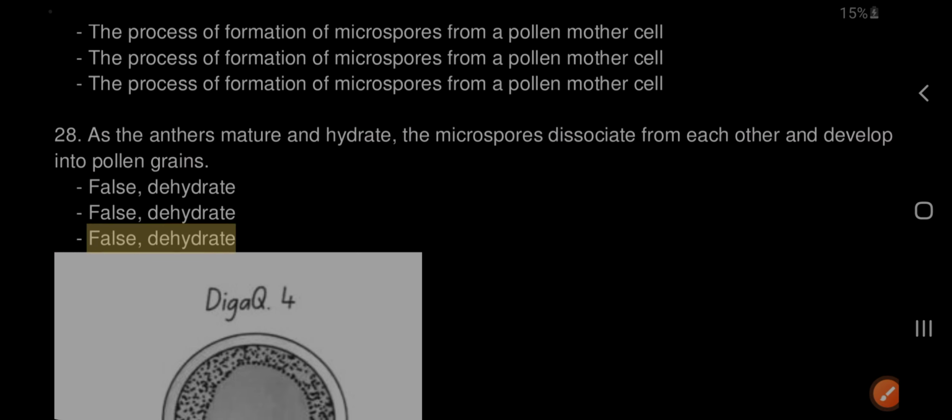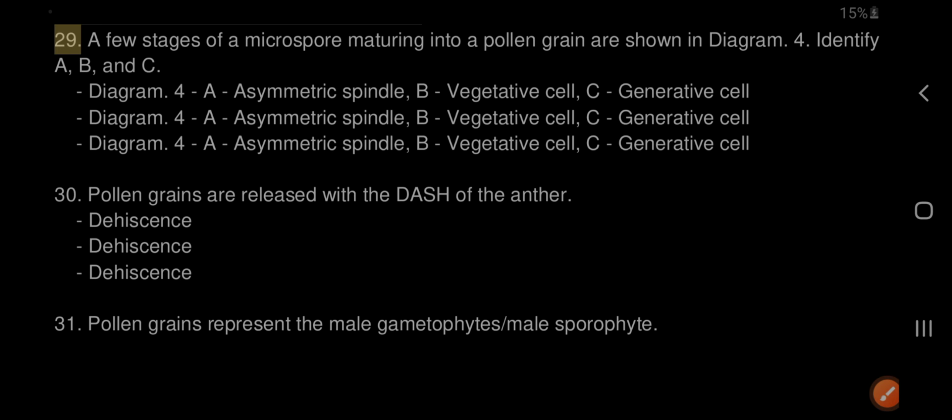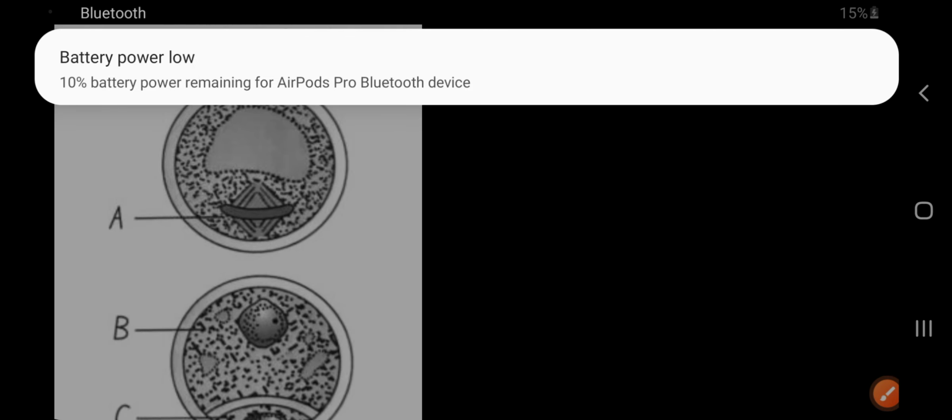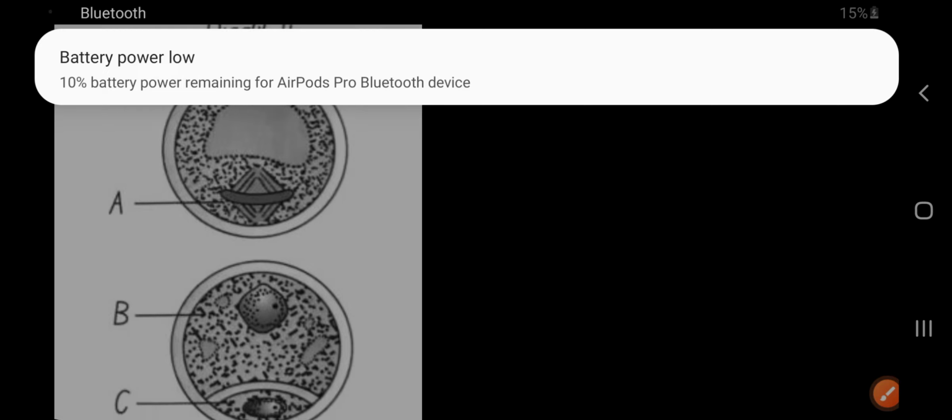29. A few stages of a microspore maturing into a pollen grain are shown in the diagram. Identify A, B, and C. Answer: A. Asymmetric spindle, B. Vegetative cell, C. Generative cell.